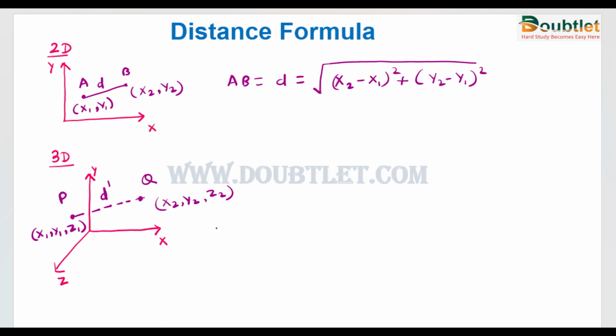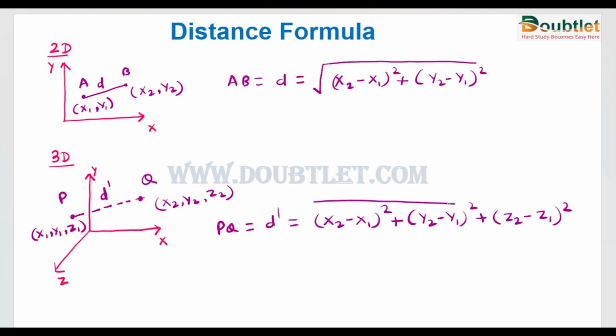z2. Then if we need to find the distance D dash between the points P and Q, we will use the formula x2 minus x1 whole square plus y2 minus y1 whole square plus z2 minus z1 whole square, and we need to take the square root of this whole. So the only difference between the formula for 2 dimensions and 3 dimensions is that here the z coordinate is missing and here the z coordinate is used.